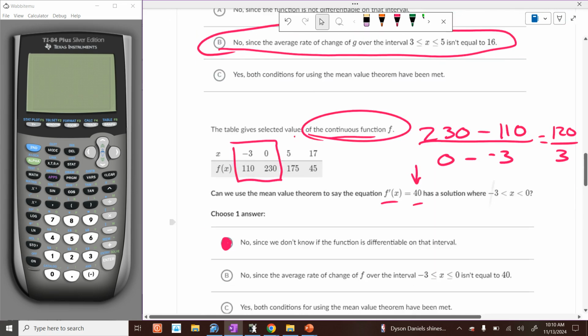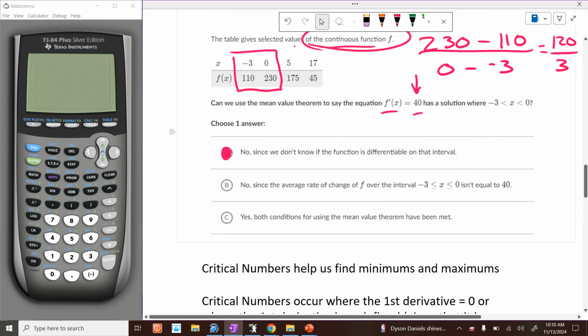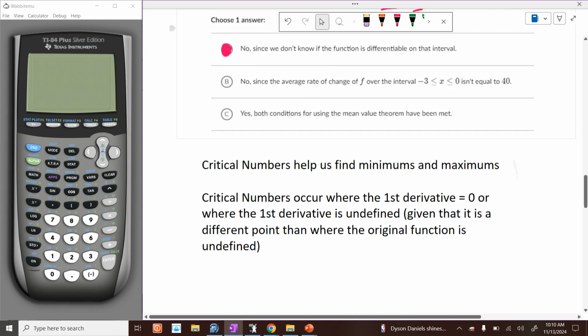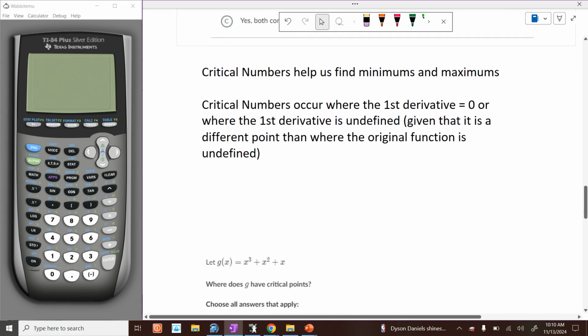Okay, so you'll have problems like that. There'll be a couple assignments over the mean value theorem. Then critical numbers. Oh my gosh, another one? Yeah, we're doing 2 today, all at once though.